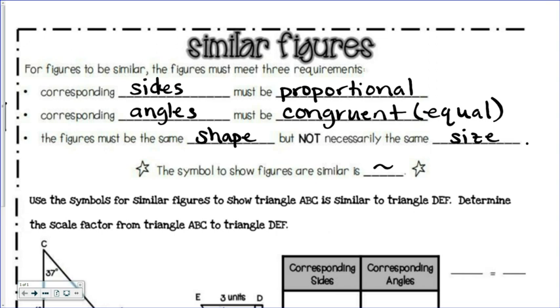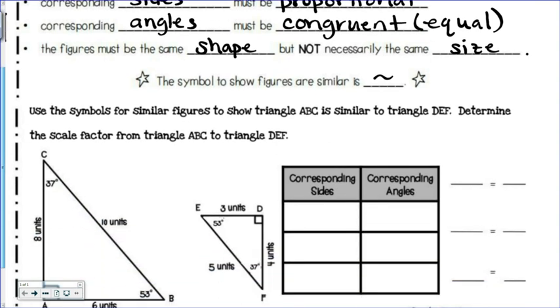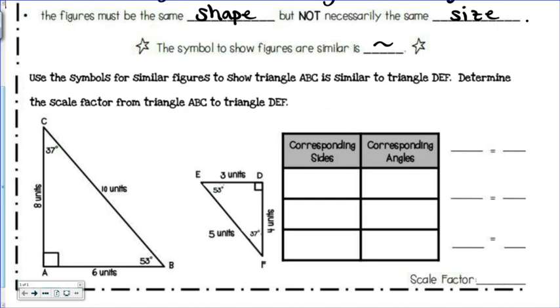So let's move down to the example problem down here. We're going to start first with the beginning, use the symbols for similar figures to show triangle ABC is similar to triangle DEF. So we have 2 different methods to figuring out which sides are corresponding. The first method, we're going to use the key that was given to us.